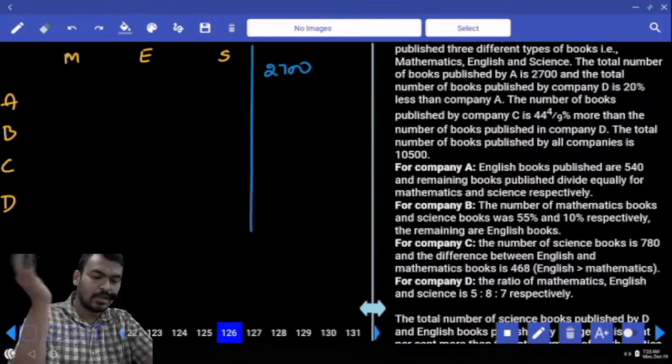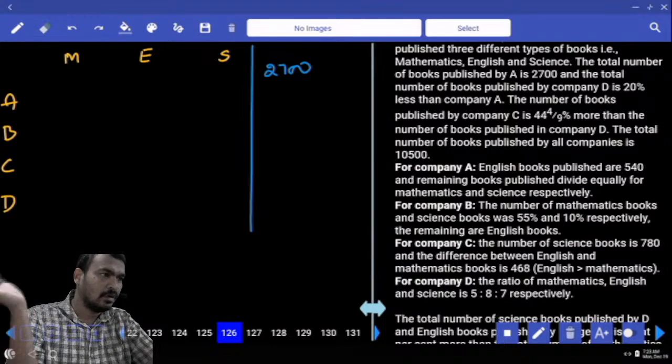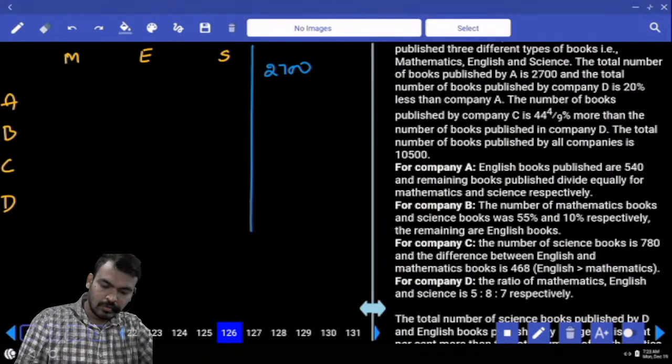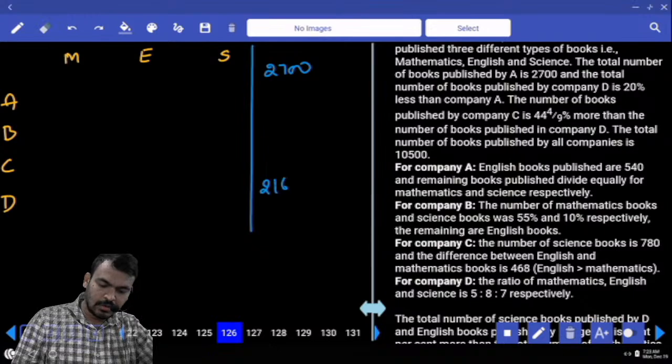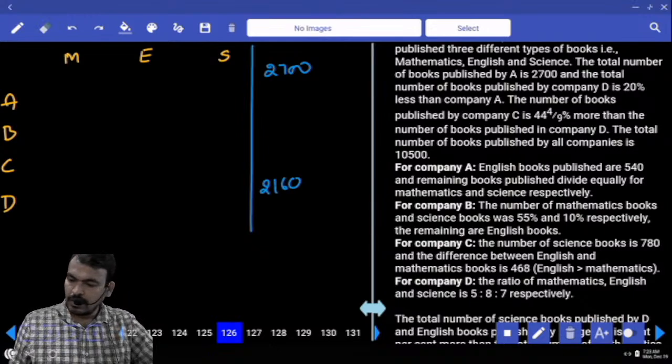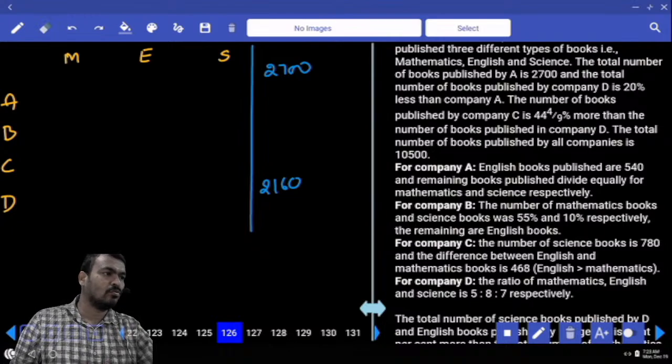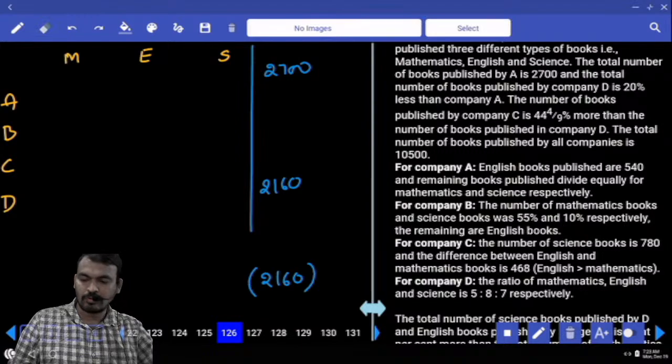Next, the total number of books published by company D is 20% less than which one? Company A. What is company A? 2,700. 20% less means 540 lesser. What is the remaining? 2160. Next, the number of books published by company C is 44 4 by 9% more than the total number of books published by company D. What is the company D value? 2160.